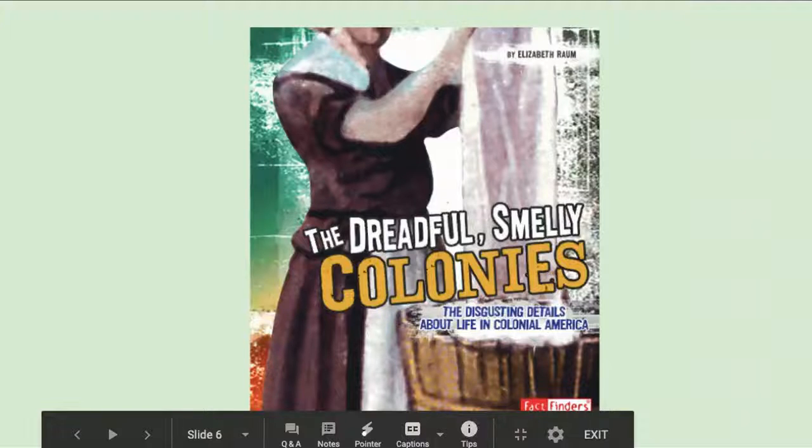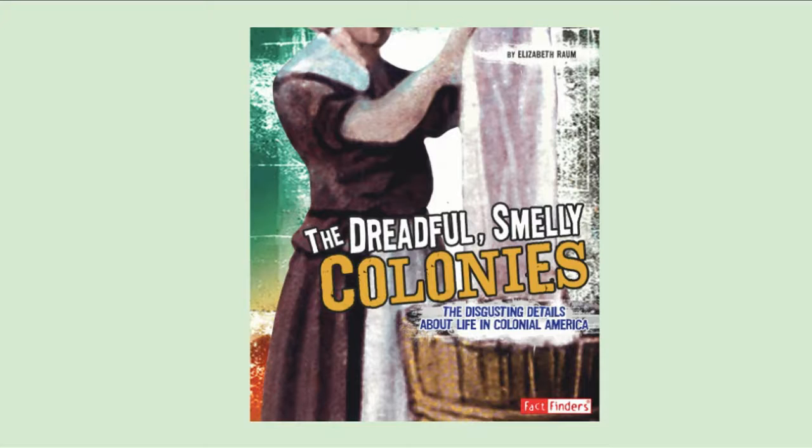Started reading the book, The Dreadful Smelly Colonies, The Disgusting Details About Life in Colonial America. You watched me read the first section called New Land, New Home, and I modeled how to find the main idea of that section. Then we pulled supporting details from the text to help support my main idea. Today, we're going to use that same section of the book, and we're going to learn how to write a summary of that section.